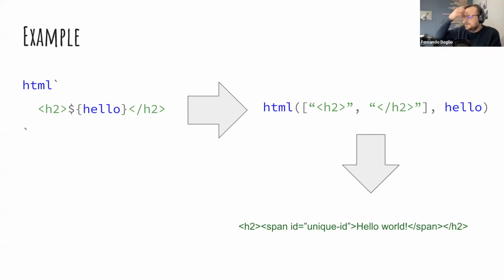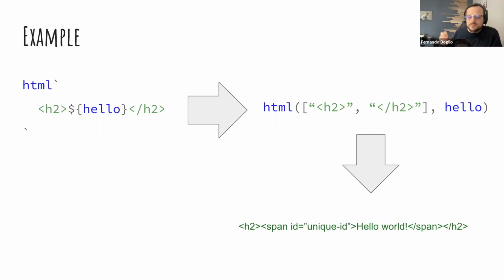The string gets split into portions based on the sections where you add the variables. So in our case, we have one variable being interpolated between the two h2 tags, and that means there's a split there, and we have the opening tag and then the closing tag as separate strings, and we have one single parameter.